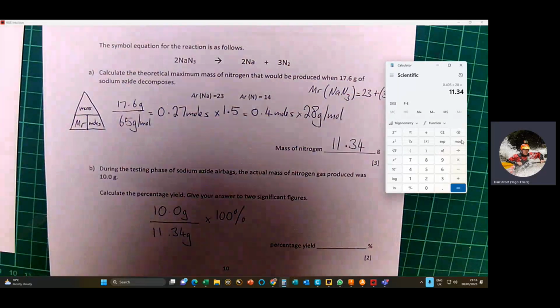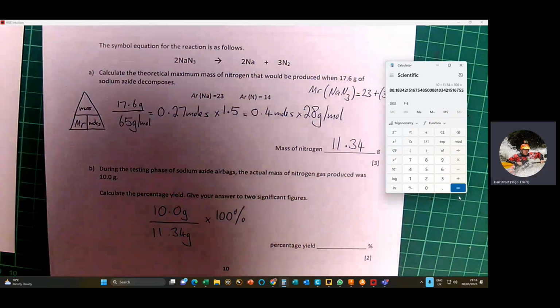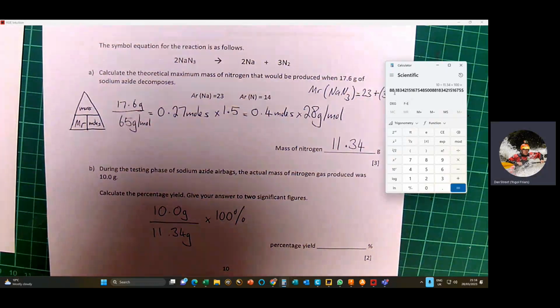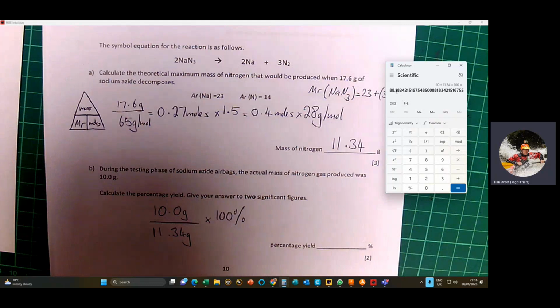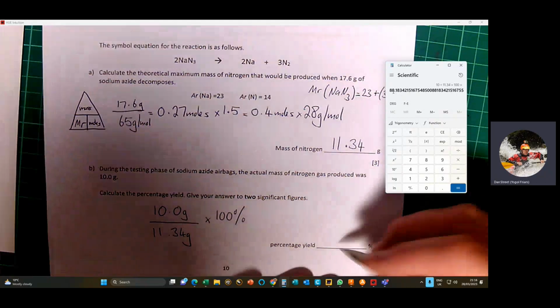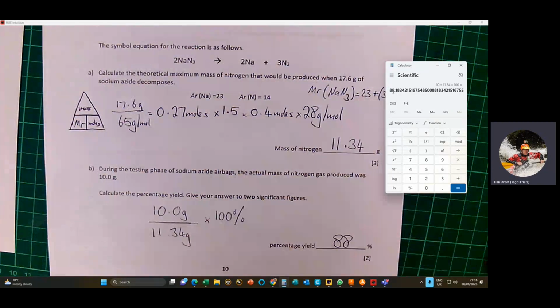Okay, so if we do that on the calculator, so 10 divided by 11.34 times 100. And the question asks us for 2 significant figures. So basically it's the percentage without any decimal place, and that would round down anyway, so that's 88%. So we've got 88% percentage yield of nitrogen. Okay.